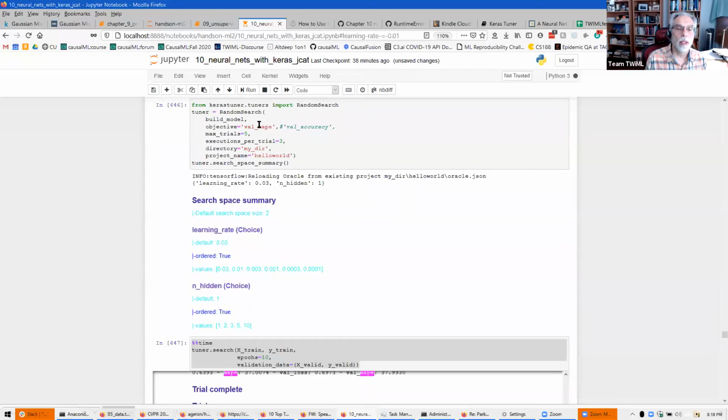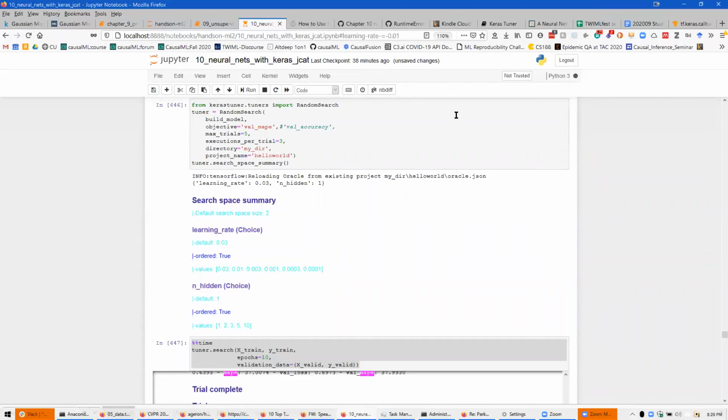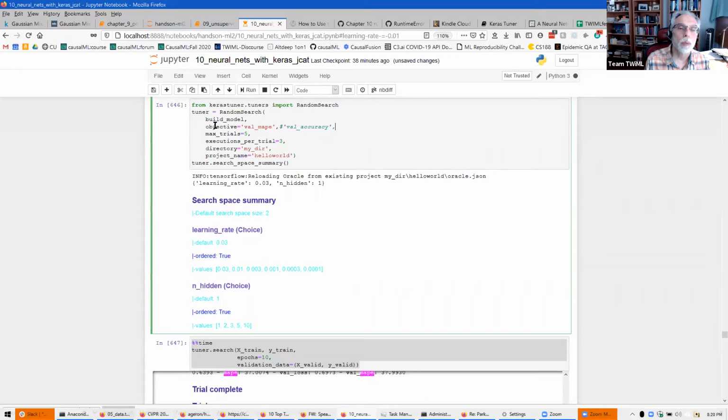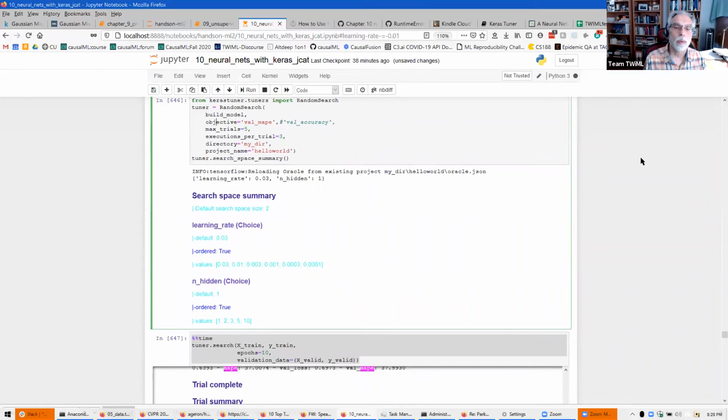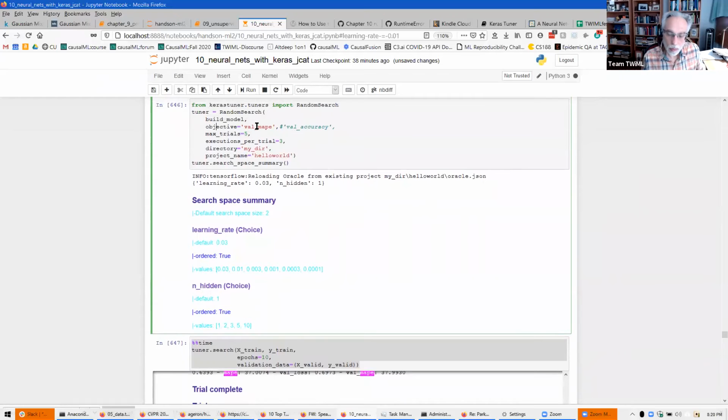I mean, this val_mape, it knows what val_mape is. It knows whether it's a function that needs to be minimized or maximized. So, that's a good point. Maybe you have to worry a little bit about whether you're minimizing or maximizing.